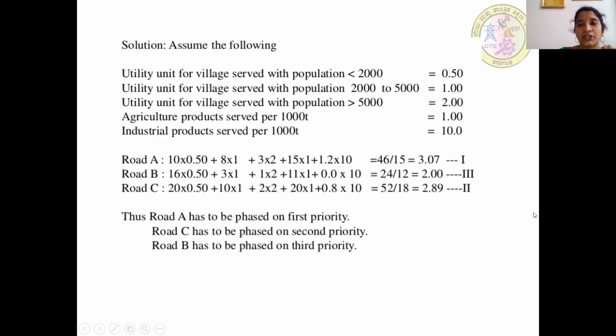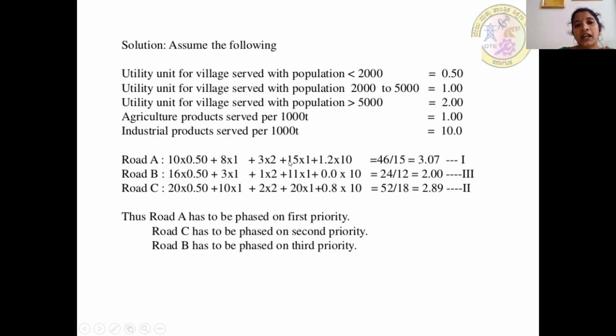We will first assume the utility units. Utility units for a village served with population less than 2000, I'll assume as 0.5. 2000 to 5000 he has already given in the problem, you can take as 1. Similarly, for greater than 5000 you can assume as 2. For agriculture products you can assume as 1, and for industrial products you can assume as 10.